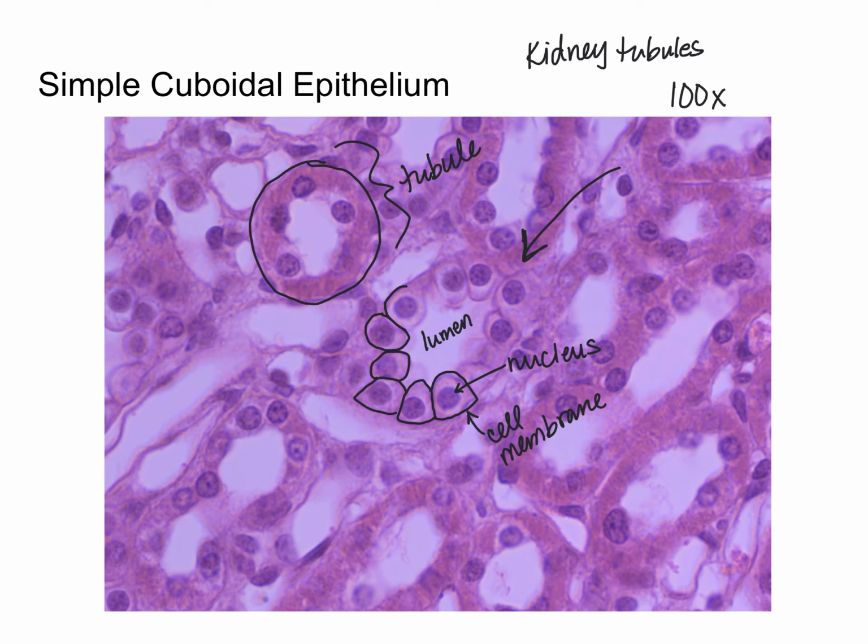Overall, we essentially have one layer of, I know it says it's cuboidal, so cube-shaped cells. Yes, they look kind of round, but trust me, they're cube-shaped. Sometimes with tissues, you have to use your imagination a little bit as to what you're seeing.